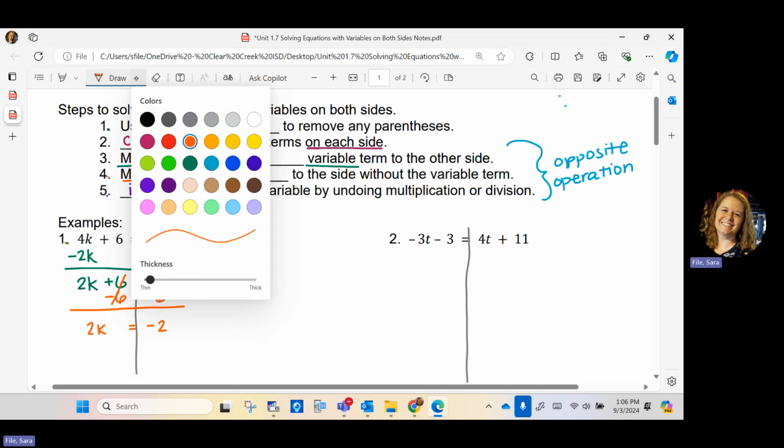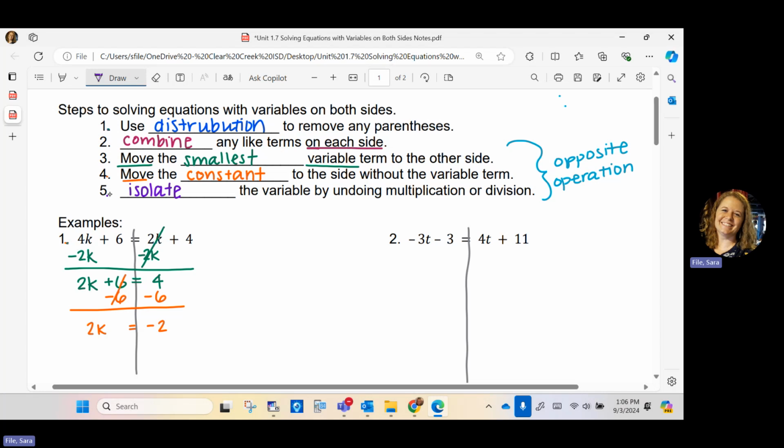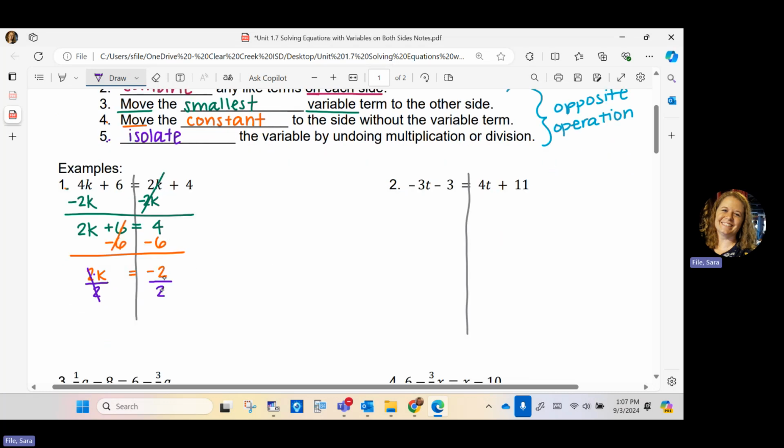And then last but not least, I'm going to isolate the variable by undoing this multiplication or division in front. Okay, this coefficient's got to go. So 2 is being multiplied by K. The opposite is to divide. So I'm going to get rid of that 2 by dividing. And what I do to one side, I have to do to the other. Okay, and then hopefully you remember any number divided by itself is 1. 2 divided by 2 is 1. Okay, but we've got a negative divided by a positive, so it comes out negative 1.